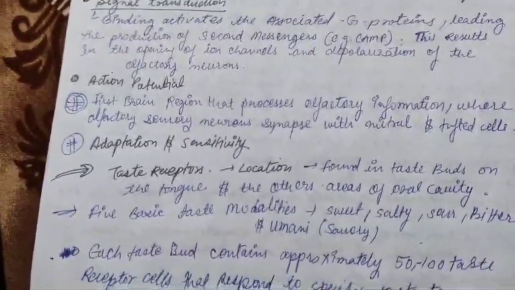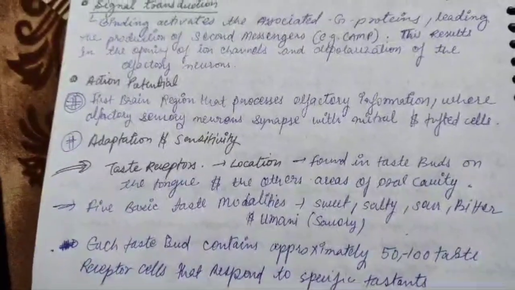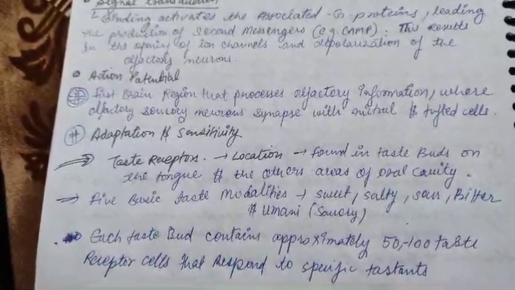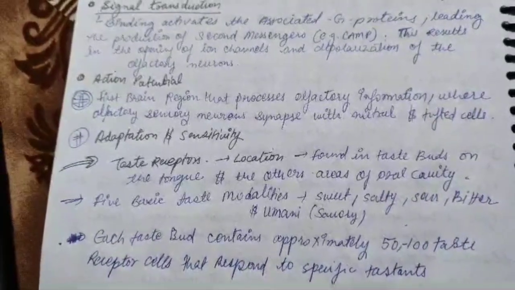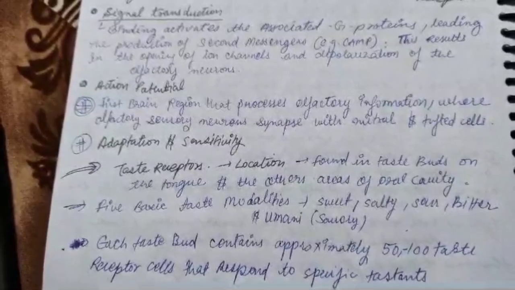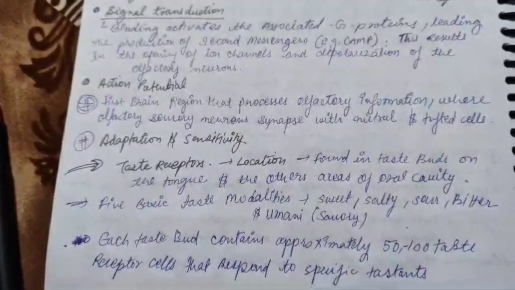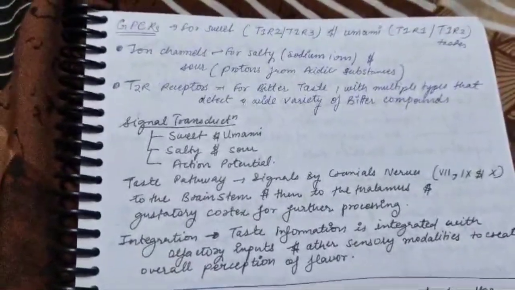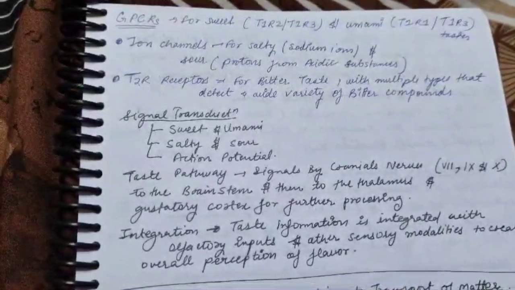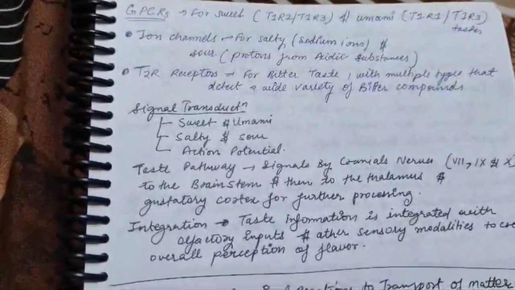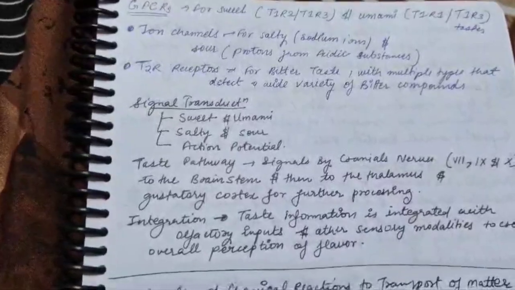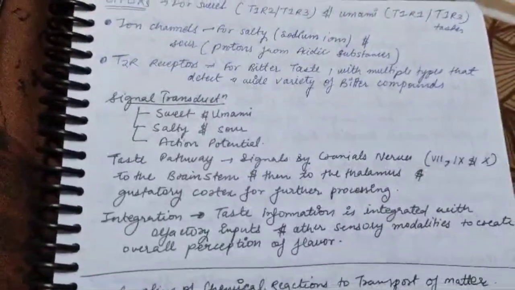Taste receptors, we will talk about next. Taste receptors are located in the taste buds on the tongue and other areas of the oral cavity. There are five basic tastes, like salt, sweet, bitter, and so on. Each taste bud contains approximately 50 to 100 taste receptors that respond to specific tastes. For sweet, there are T1R2 and T1R3, and these are the taste receptors. Ion channels are also present for salty, and the T2Rs are receptors for bitter taste. So we talked about the taste receptors.